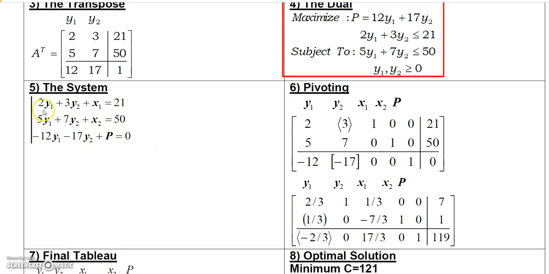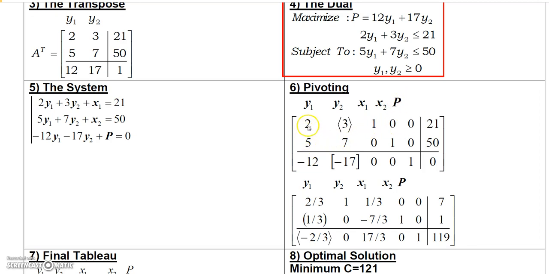Now I'm going to put this into a tableau, so I have to have a column for y1, a column for y2, a column for x1, a column for x2, and a column for p. These got a little misaligned here, but I think you know this goes with this column, this goes with this column, this goes with this column.